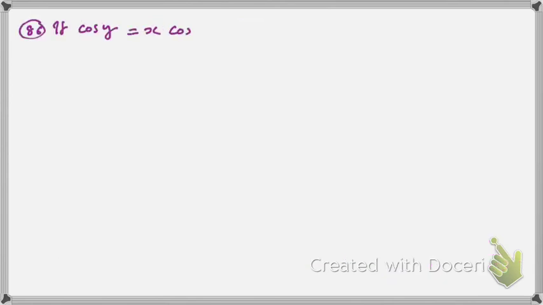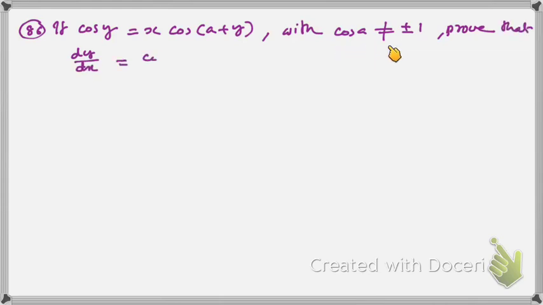Here is another question. If cos y is equal to x into cos of a plus y, with cos a not equal to plus or minus 1, prove that dy by dx is equal to cos square a plus y by sin a. Here again I want you to analyze the question first. Look at the question. Is it written as y is equal to f of x? Is it written like y explicitly in terms of x? No. It's x and y mixed up. This is implicit. So we expect our answer to be in terms of both x and y.